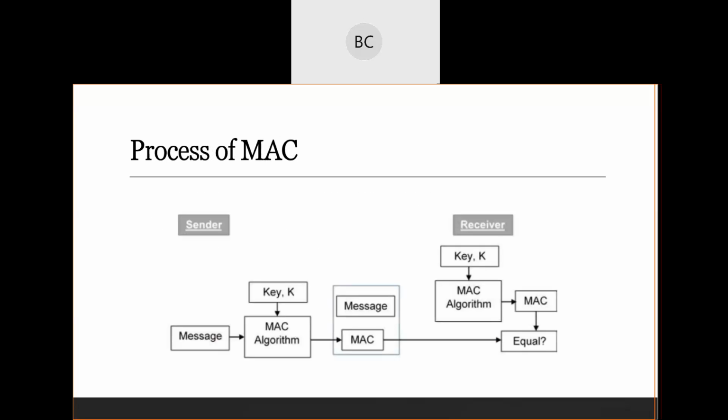Here you can see the sender uses some publicly known MAC algorithm. There are lots of different MAC algorithms, so it will use any MAC algorithm, and that algorithm will be publicly known to everyone. Then it takes the message and the secret key K as input, and with the help of the secret key it will produce a MAC value. So the whole message will contain both the main message and the MAC.